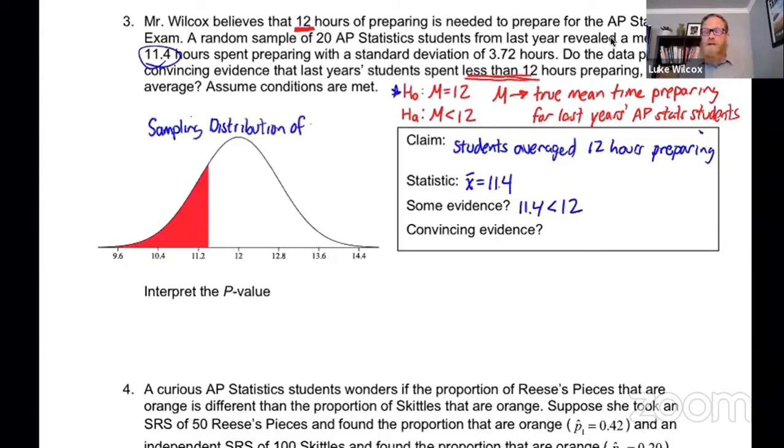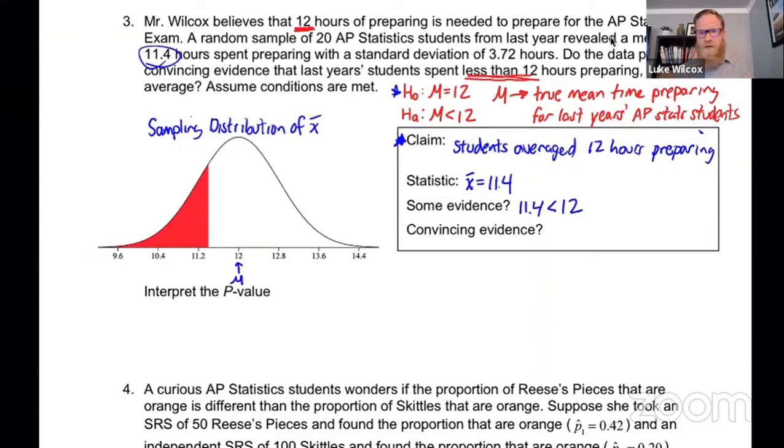In other words, what are all the possible X bar values if we were to continuously take random samples of size 20 from the population, assuming that this claim is true, that the true mean is 12? So sure enough, you see that the mean of the sampling distribution is the mean of the population under the assumption of the null hypothesis.